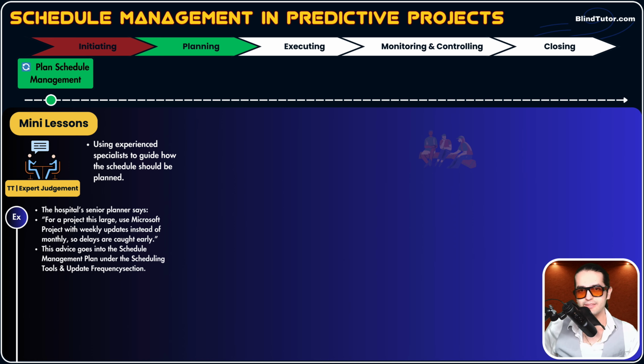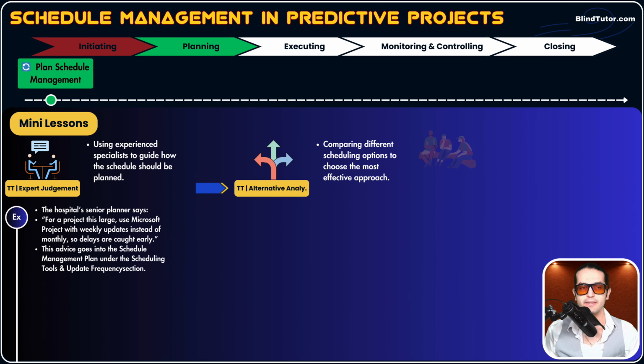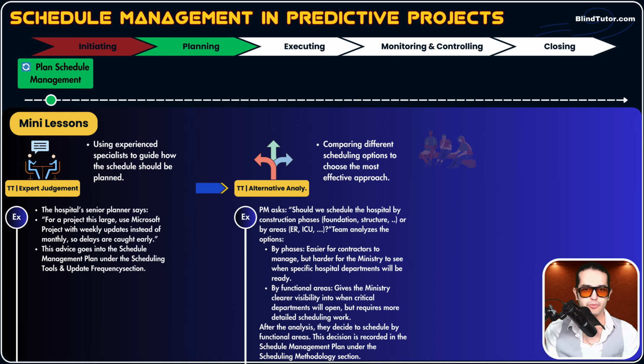The next one is alternative analysis, guys. Alternative analysis, we had it before. It means comparing different scheduling options. I'm going to tailor alternative analysis to schedule, okay? Comparing different scheduling options to choose the most effective approach. When you're dealing with a schedule, for example, a scheduling tool, there are lots of different tools that you can use for schedule, different software. You apply alternative analysis. You have different options.